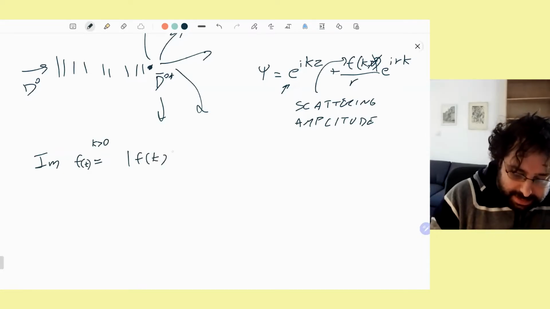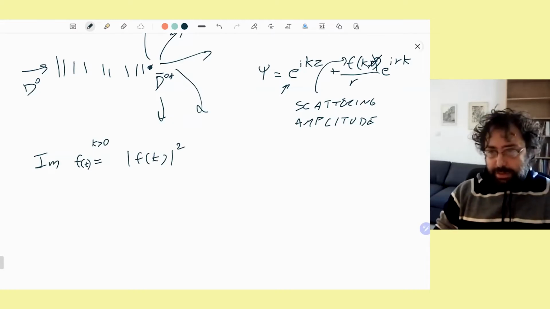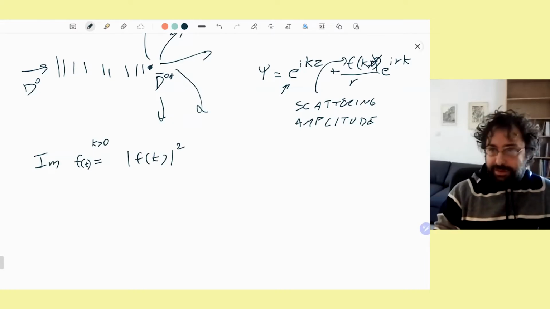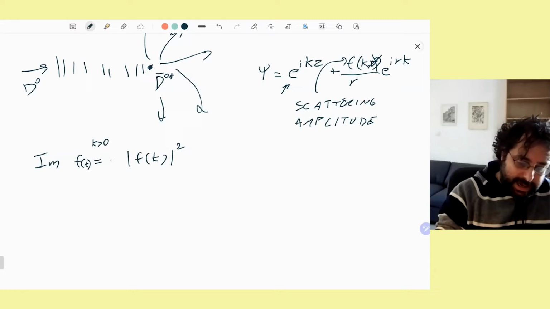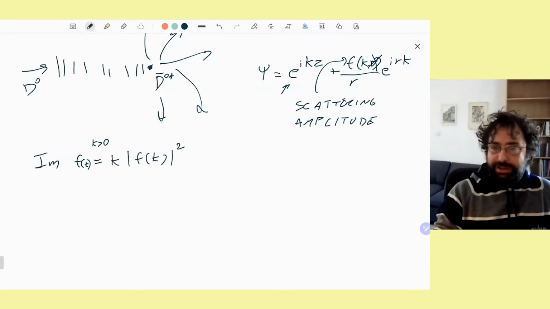This is proportional to the modulus squared of the scattering amplitude. So first of all, it's positive. And there is also a phase space factor here that depends on the normalization. If we stick to a non-relativistic normalization, it is just a factor of momentum, because the two-body non-relativistic phase space is just proportional to the momentum.